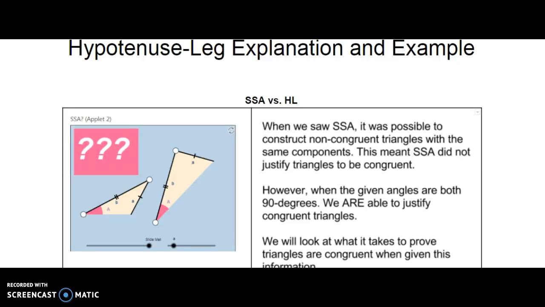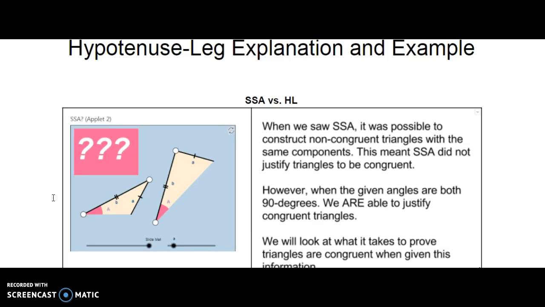What we're going to do today is explore another way to justify when triangles are congruent. We looked at side-angle-side before the last quiz, and we saw that it was possible to construct non-congruent triangles when you were given congruent components. They gave us this pink angle down here, one pair of congruent sides, and a second pair of congruent sides, and it was possible for us to get different triangles with that information. So that meant side-angle-side did not justify triangles to be congruent. That's why we weren't allowed to use that in our proofs.